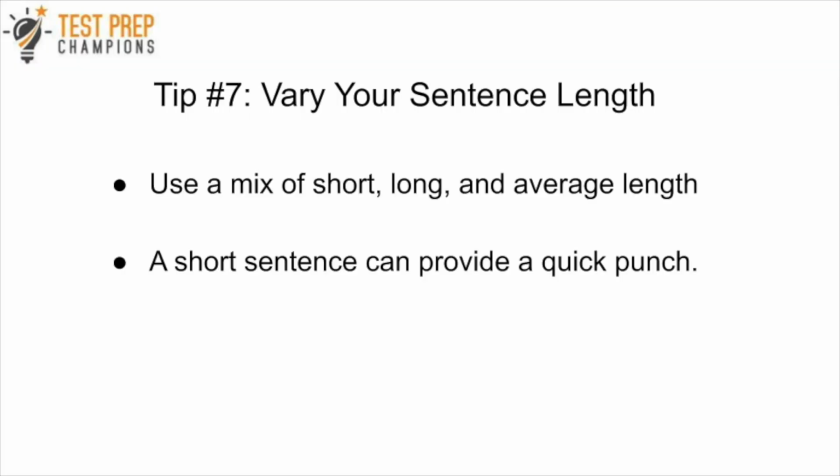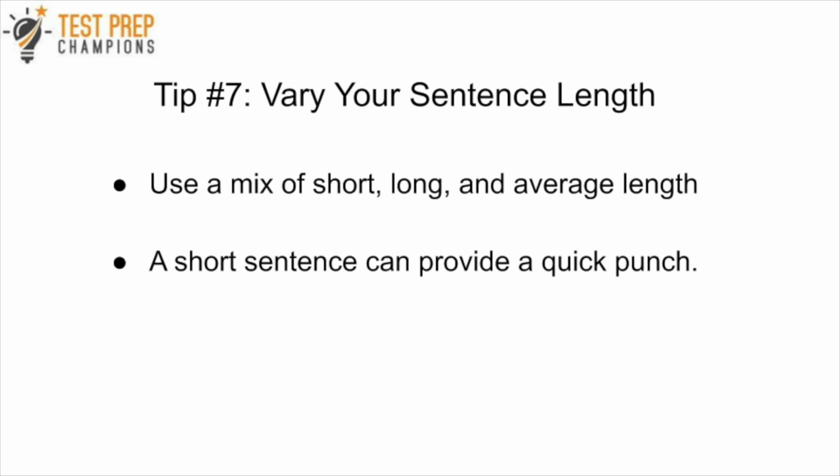The next tip is to vary your sentence length. So tip number 7 is to vary your sentence length. You want to use a mix of short, long, and average length sentences. So figure out about how many words on average you put in a sentence. Now you can use a word count tool like Google Docs or Microsoft Word. You can copy and paste your writing when you're done practicing over there, and you can use the tool to count it, or you can just estimate.